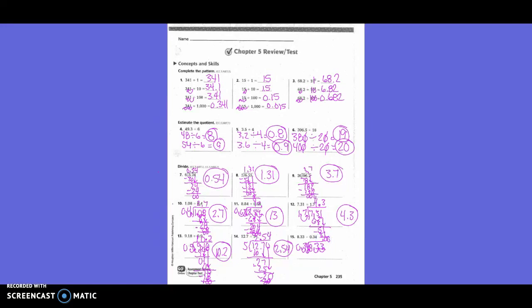34 into 83 goes how many times? Twice. And that is what? 68, right? 83 minus 68 is 15. Bring down my 3. 34 into 153. 4 times, right? And then mentally 6, 1, 13. What would I have left over, guys?